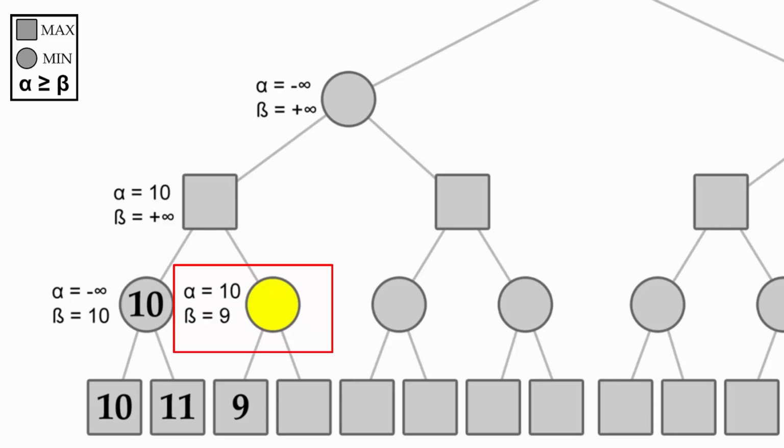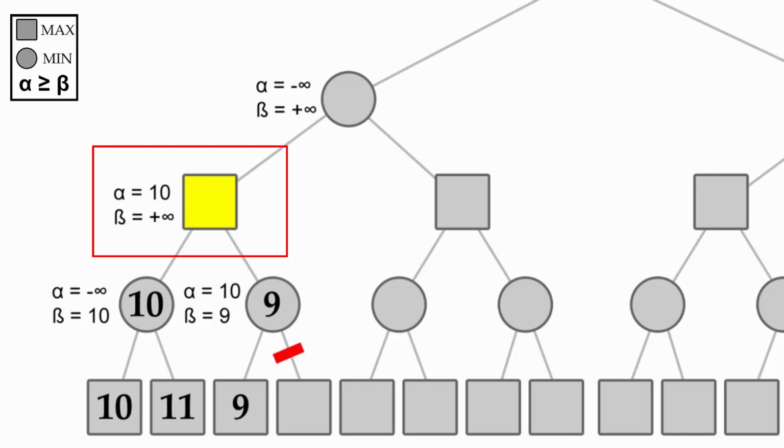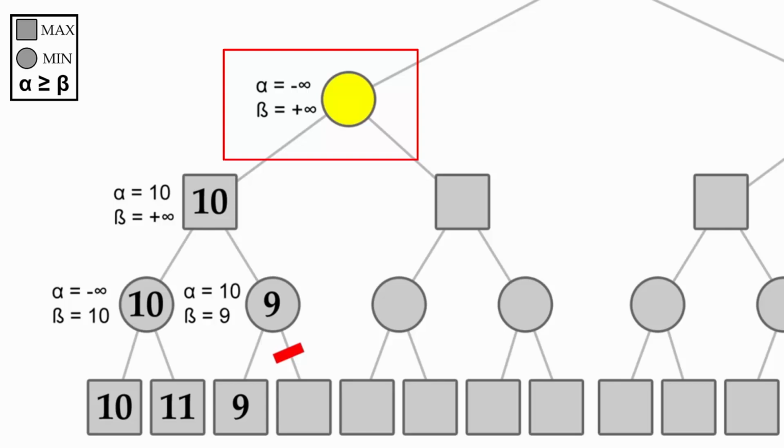Now we can see that alpha is greater than beta, so now we can prune, and we can set the min node's value to 9. Next, we'll backtrack to the parent max node. We'll set the node's value to 10 because all the children of the max node have already been explored, so we know that the 10 is going to be its best value. Next, we'll backtrack to the parent min node and set its beta value to 10 because we know that the value of this node must be 10 or less.